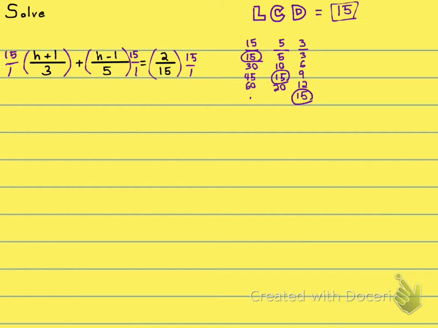All right, let's see what happens. In my first fraction, I have the 15 on top and the 3 on the bottom. They're going to reduce. 3 goes into here 1 time, 3 goes into here 5 times. So I'm going to be left with 5 times h plus 1.